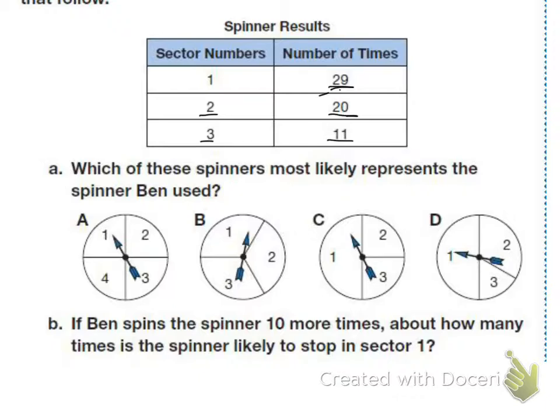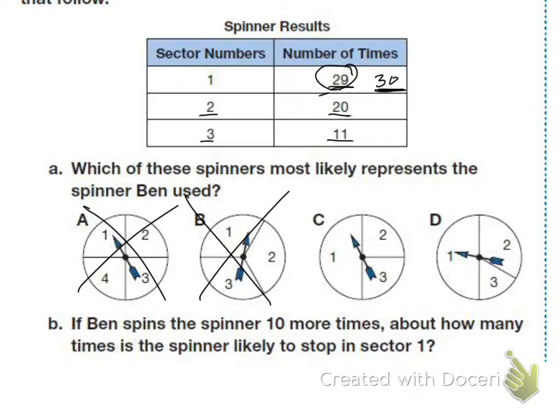Well, if you look, you can see that about half of the spins landed on 1. Because if I rounded this up to 30 and this down to 10, 20 plus 10 is 30. So about half of the time it landed on sector 1. So I need to find a spinner that has 1 as half of the circle. So it's not that one, it's not that one. So it could be either C or D.